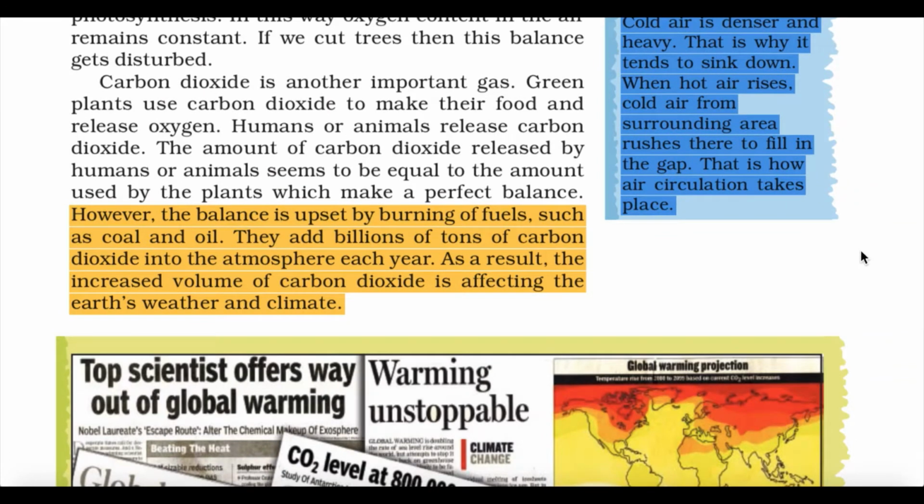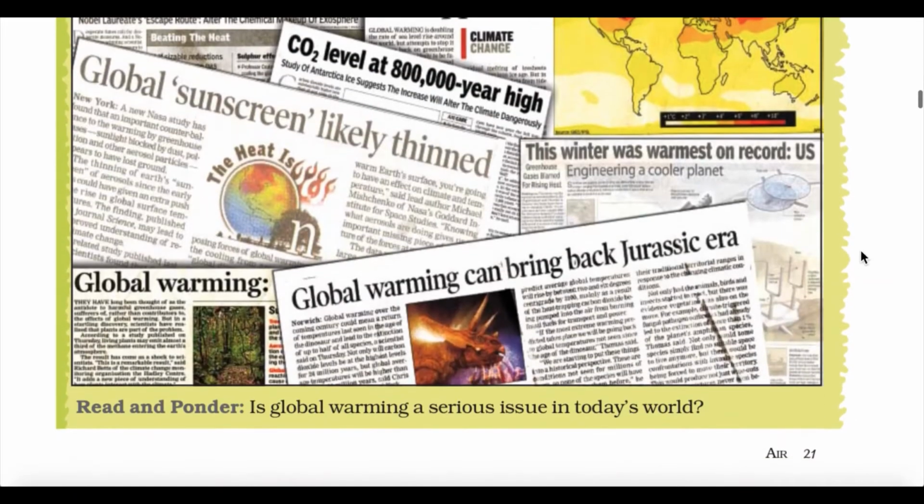Carbon dioxide is another important gas. Green plants use carbon dioxide to make their food and release oxygen. Humans and animals release carbon dioxide. The amount of carbon dioxide released by humans and animals seems to be equal to the amount used by the plants, which make a perfect balance. However, the balance is upset by burning of fuels such as coal and oil. They add billions of tons of carbon dioxide into the atmosphere each year. As a result, the increased volume of carbon dioxide is affecting the Earth's weather and climate.